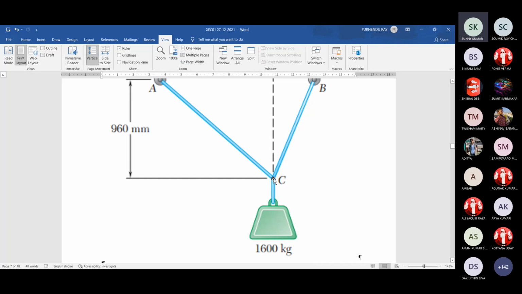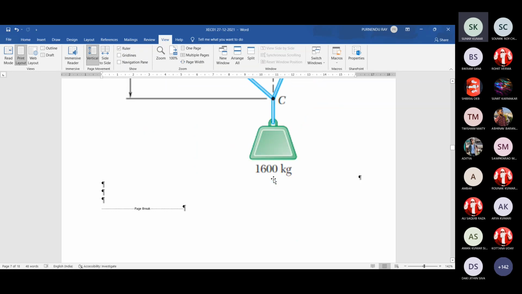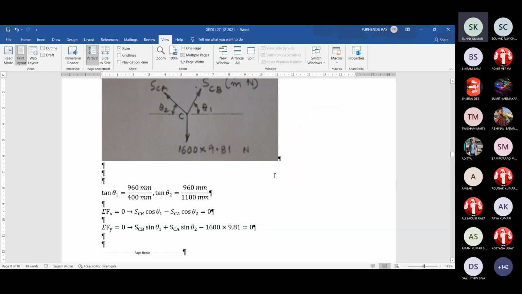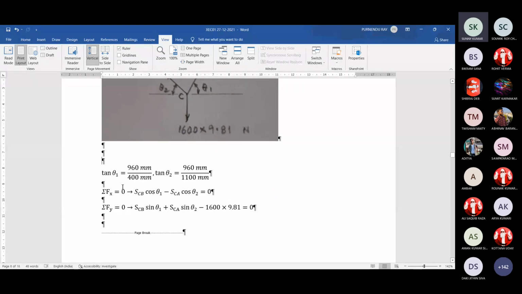And then you can utilize Lamy's theorem when these two directions are known, but for this combined applied force, that direction you need to calculate or determine from the geometry. But if we consider these two equations, there are three known forces and known angles, so it is very easy to incorporate them in this equation, and only two unknowns will be there, SCB and SCA. That's all.